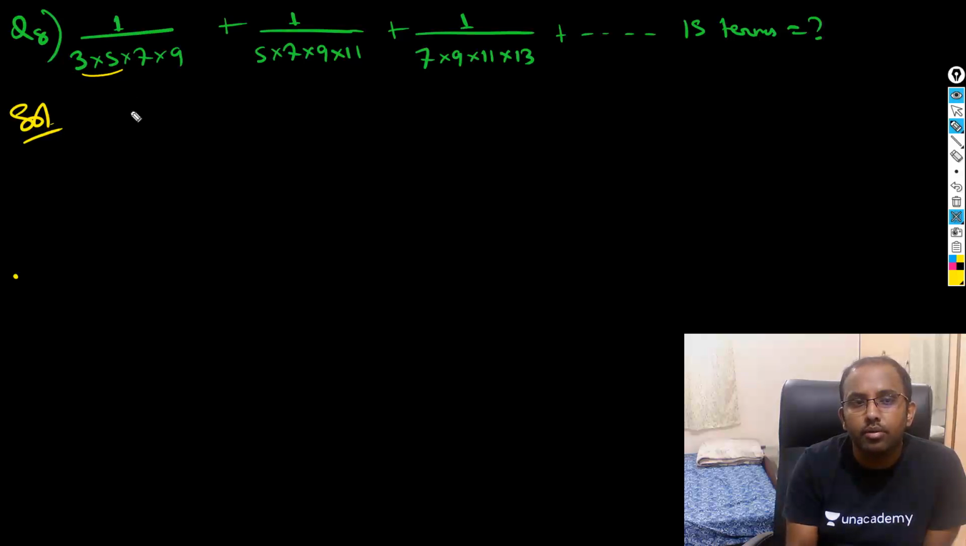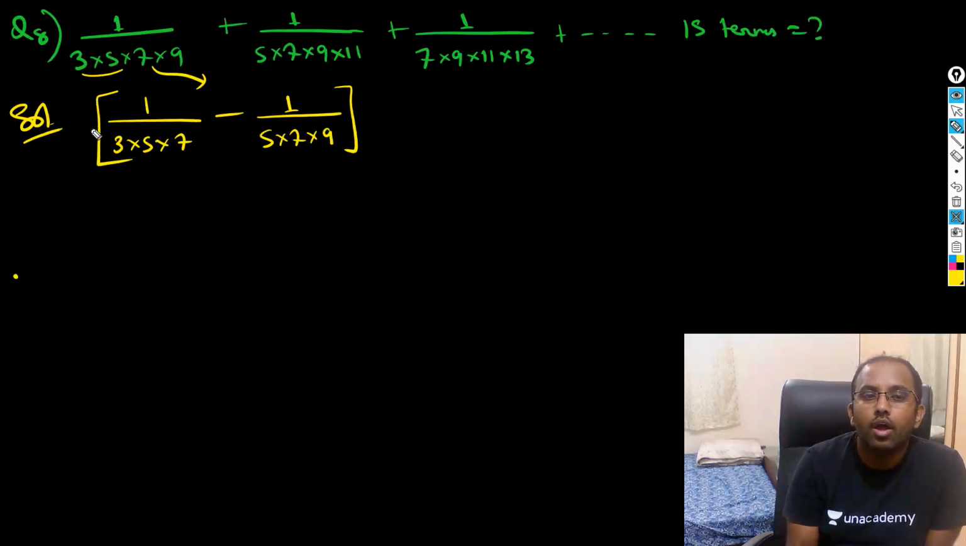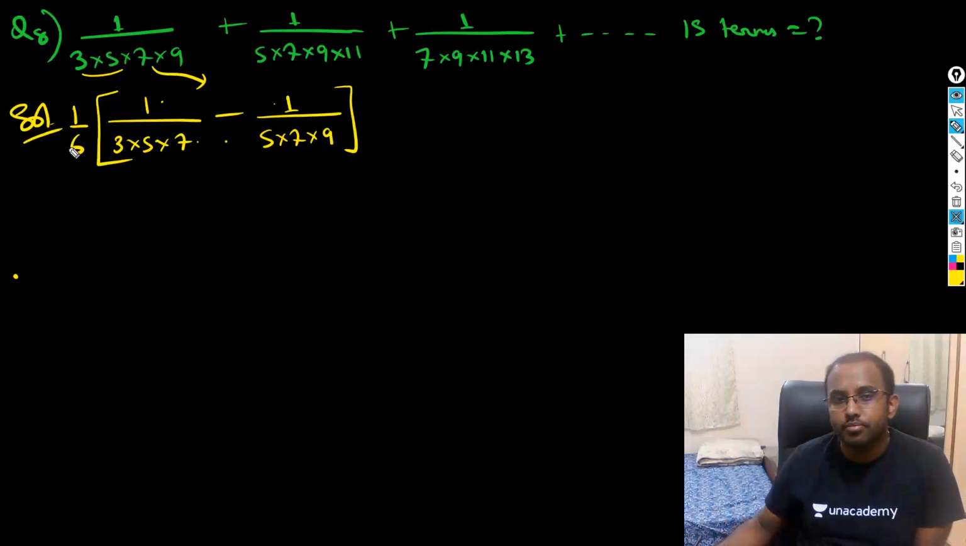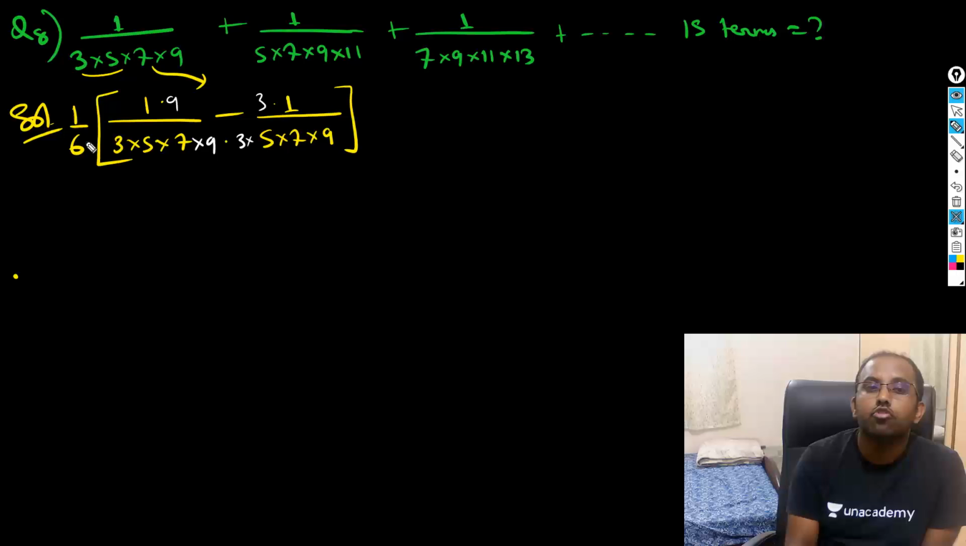You break this kind of numbers as 1 by 3 into 5 into 7 minus 1 by 5 into 7 into 9. To complete it, I should multiply a 9 here and a 3 here. 9 minus 3 will be 6, but here it is 1, so I should divide by 6 so that it gets cancelled.